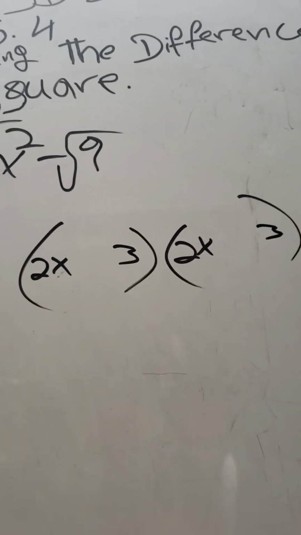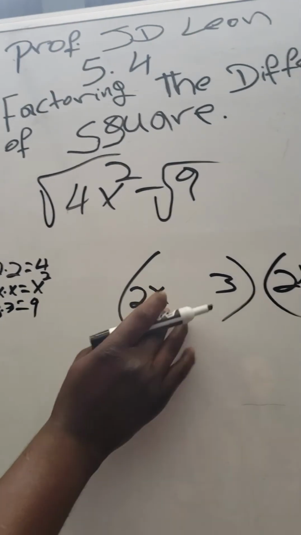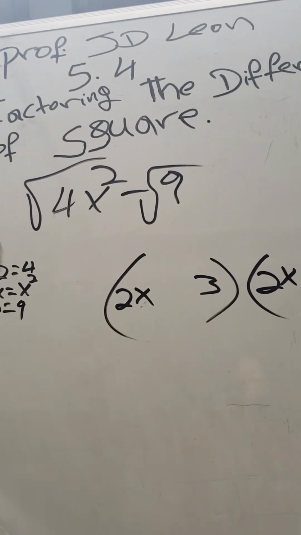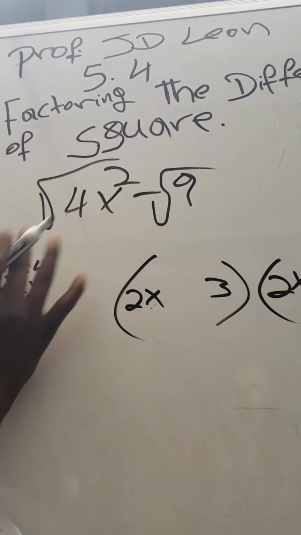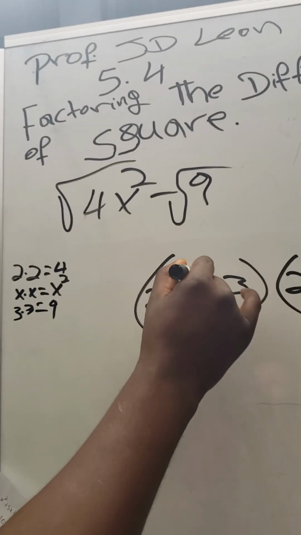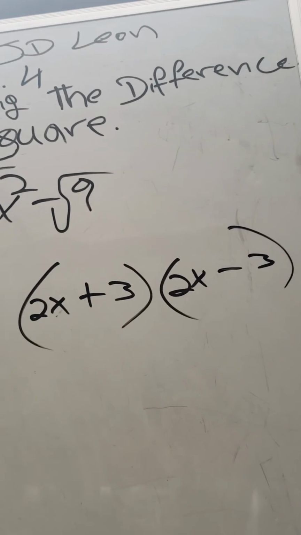Now, to be able to tell what sign to place in between those two terms is not a challenge. All you have to know is that anytime you are dealing with a difference of squares, once you figure out what the roots are and put them in the correct position, all you have to do is place a plus and a minus in between the terms.